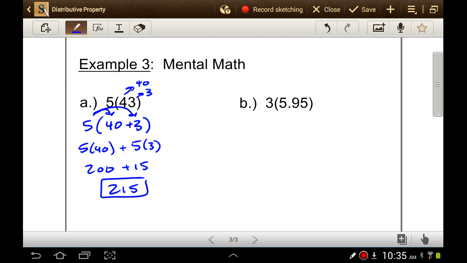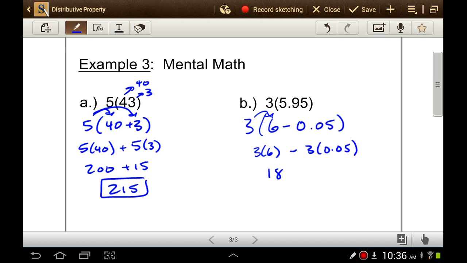Now for example B, I could break it into my whole number and then my decimal, but I'm not going to use 5 and 95, because 3 times 95 is a tough problem. So what I'm going to do is use subtraction. I'm going to actually think of this as 6 minus 0.05, 5 hundredths. So I'm going to multiply 3 to those. So in my mind I say, okay, 3 times 6 is 18, minus 3 times 0.05. Okay, well 3 times 5 is 15, guys. And then I have 2 numbers behind the decimal point, so I just have to remember in my mind to move my decimal point over 2 spots. 1, 2.